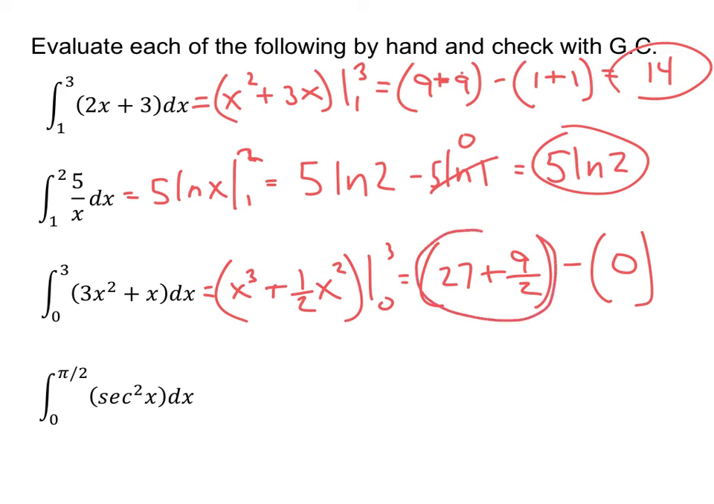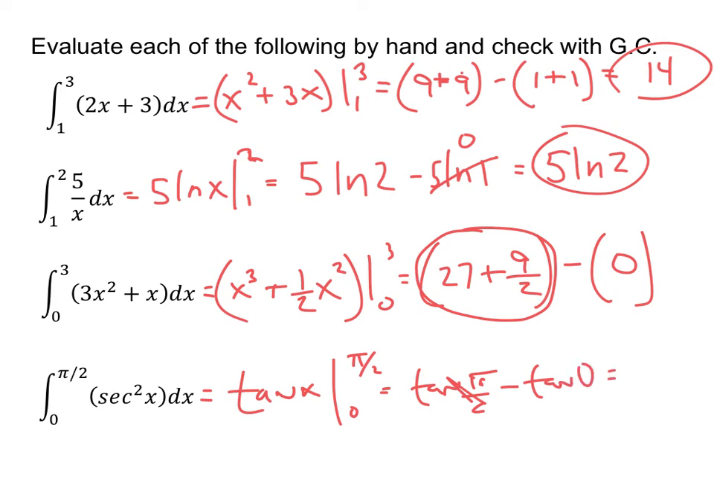So in this case, whatever 27 plus 9 halves is. Ooh, fun one here. Remember, derivative of tangent is secant squared. It's been a little while. Going to start pulling out all these old ones. And the tangent of 90 degrees is 1. The tangent of 0 is 0. So I get a big fat 1.